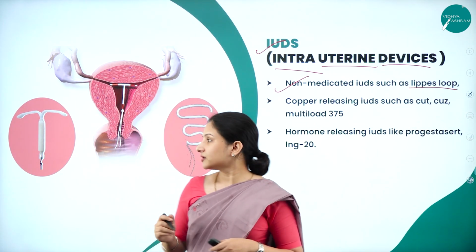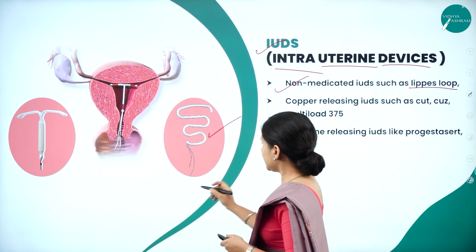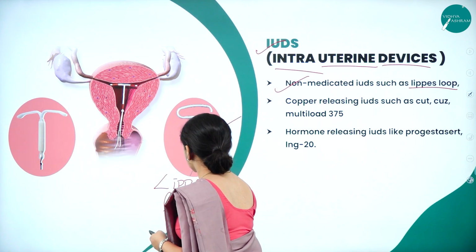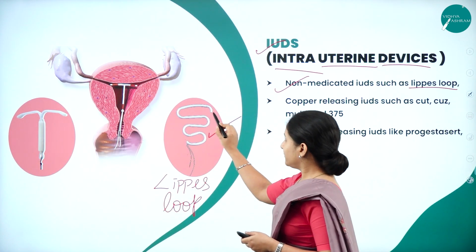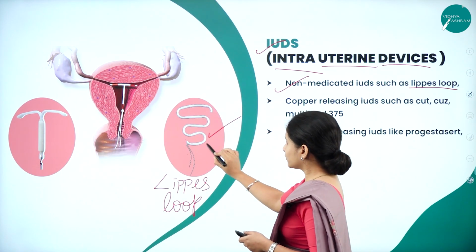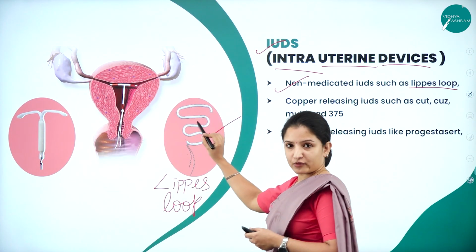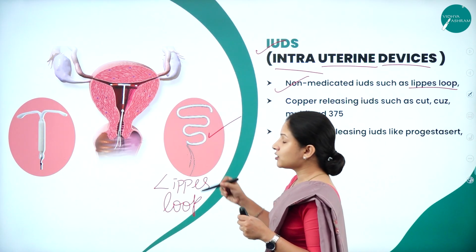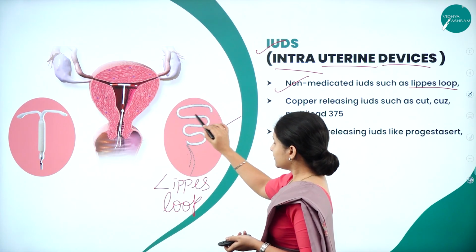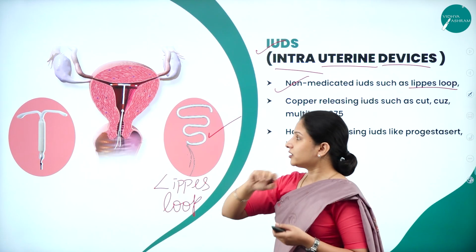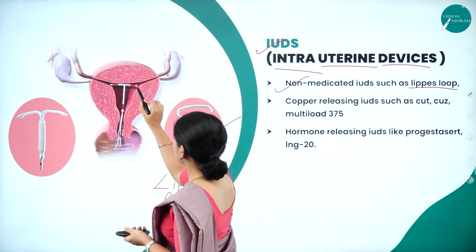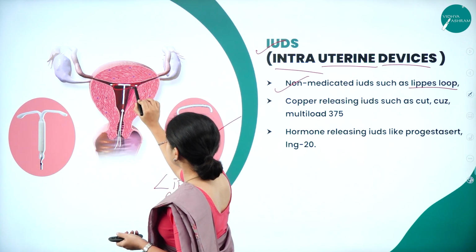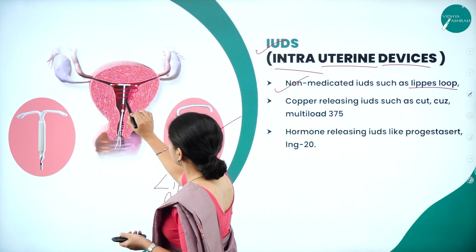So this is the Lippes loop. If you can see, it is S-shaped, and it is made of plastic. It is a very simple instrument, and you have a thread-like string here, which can be tied. Once you insert this inside the uterus, it will completely cover the uterus.